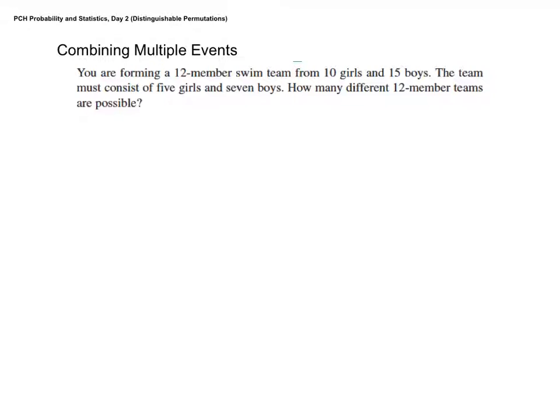let's talk about combining multiple events. I reviewed that combination idea here because I want to look at multiple events. Here we're forming a 12-member swim team from 10 girls and 15 boys. The team must consist of 5 girls and 7 boys. Okay? So we have 12 people total. We need 5 girls and we need 7 boys. Okay? How many different 12-member teams are possible?